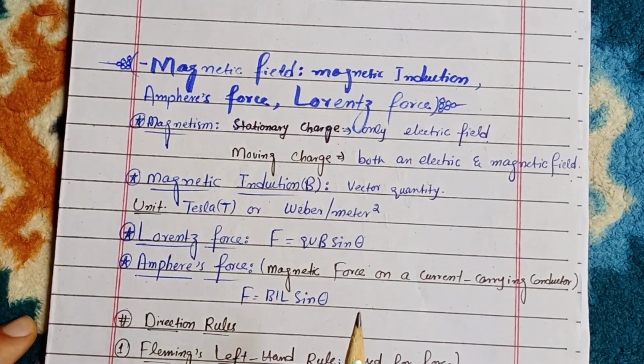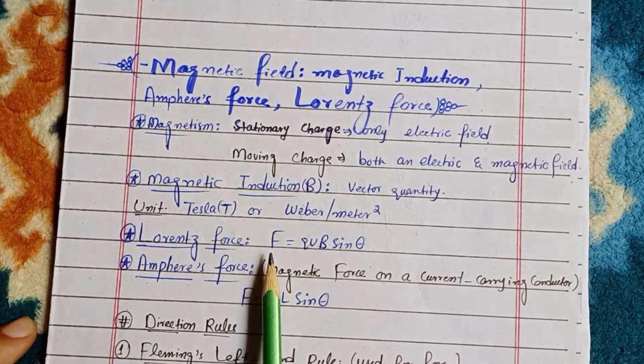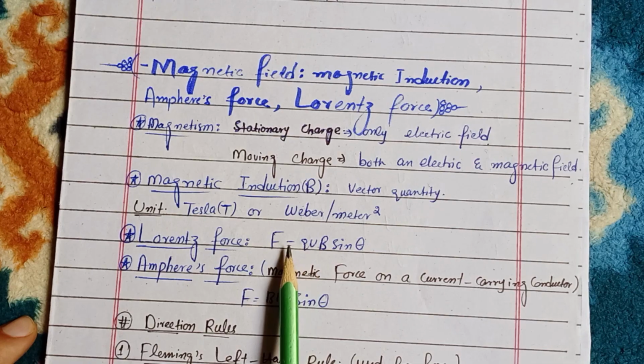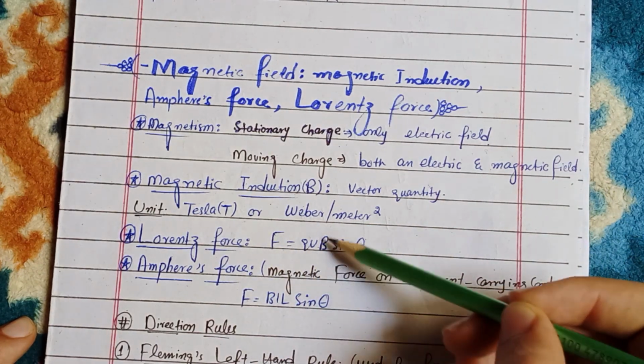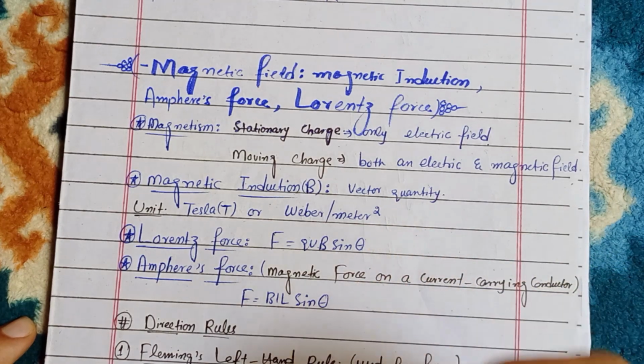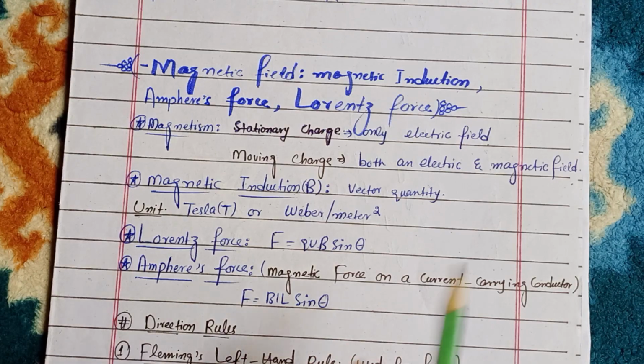What is the Lorentz force? The formula of the Lorentz force is F equals Q V B sin theta. Here Q represents charge, V represents speed, B represents the magnetic field, and theta is the angle between them. So this is the formula of the Lorentz force.